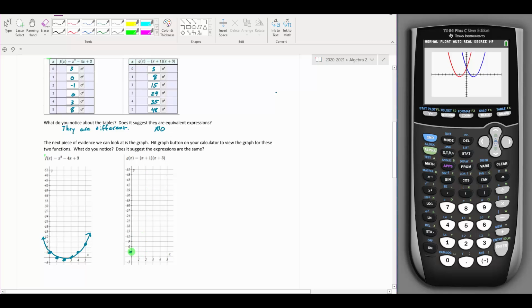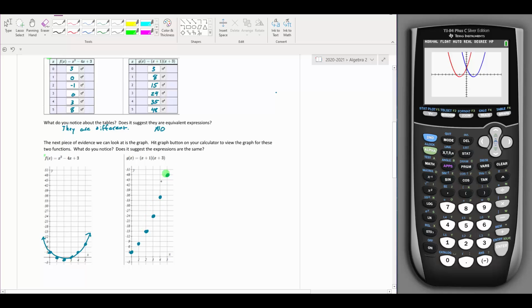So we've got 0, 3 again. And then we've got 1, 8. It's kind of weird. So 1, 8 would be right here. Geez, I'm messing up. And then we got 2, 15. There we go. 3, 24. 4, 35. And then 5, 48. So way up here.